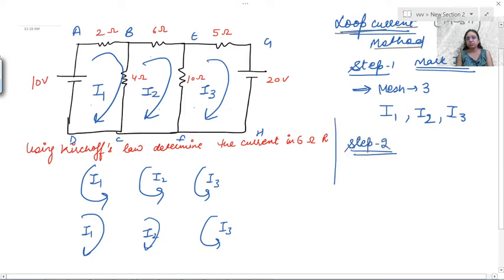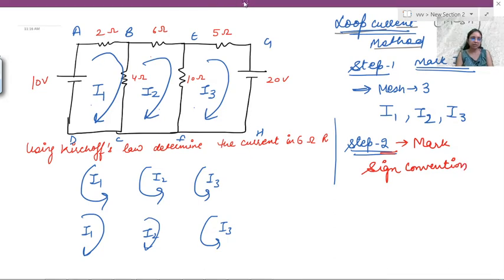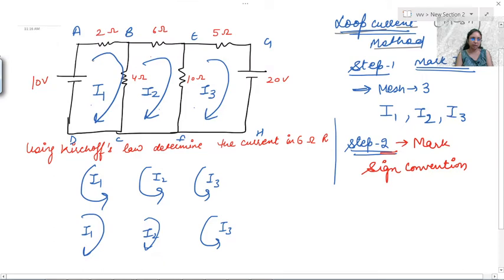Next, step number 2. What was step number 2? Tell me. If you have seen the previous video, you would know about it. Step number 2 is mark sign convention. Sign convention means you need to mark signs, right? Now, not current, I1 is you only, and your room is there. Your room is A, B, C, D, D to A.